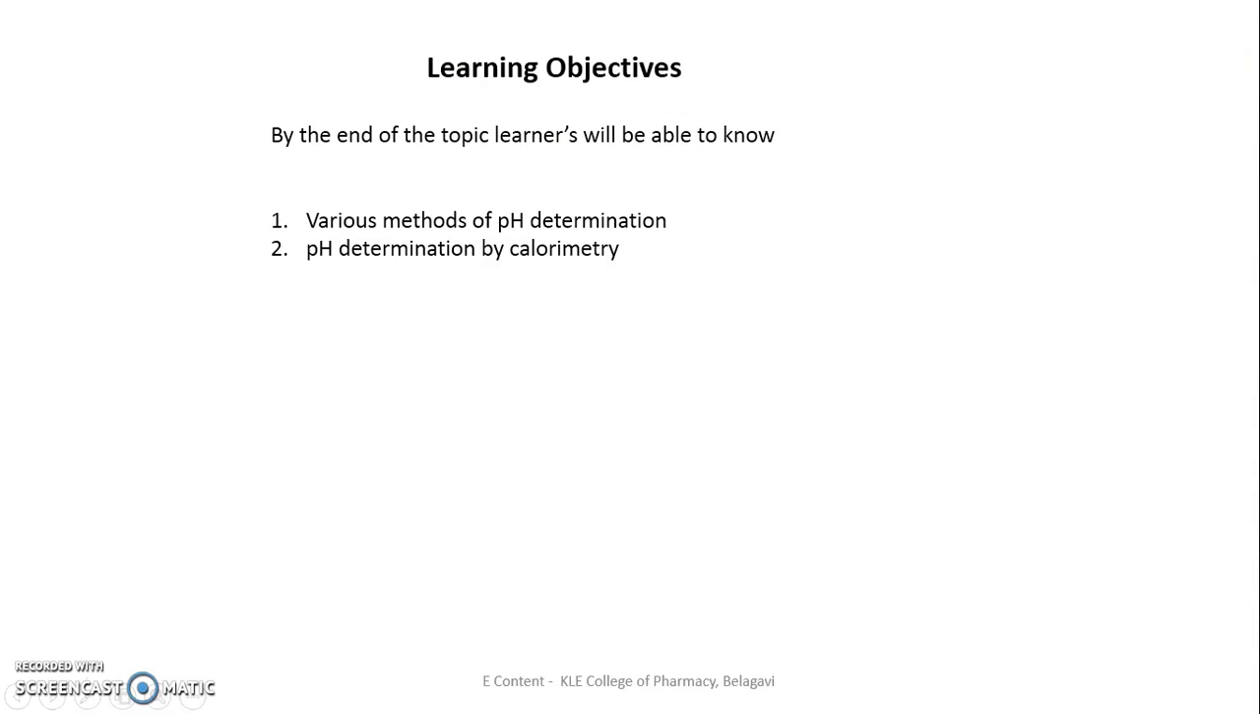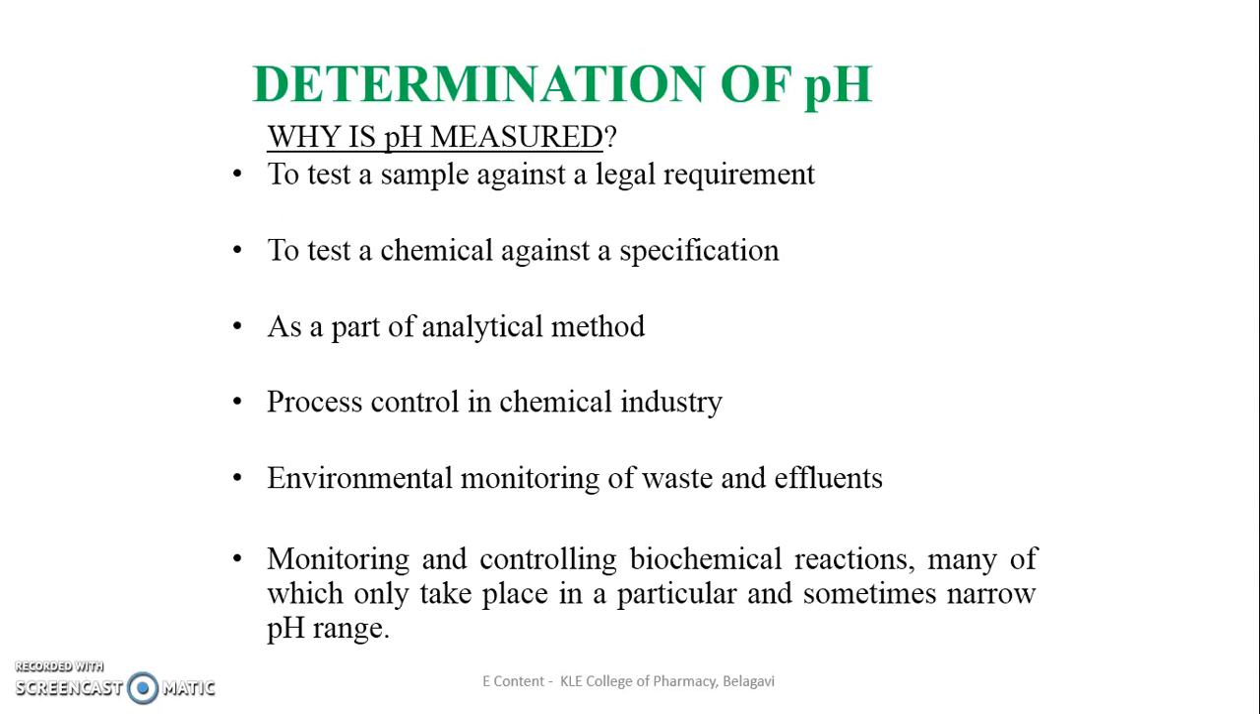In today's topic, we are going to learn about the various methods to determine the pH, and especially pH determination by using the colorimetric method. So first of all, we need to understand why we do the determination of pH, that is, why the pH is measured.